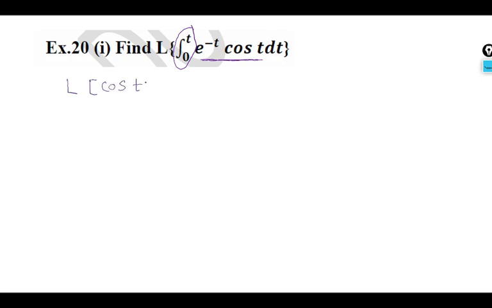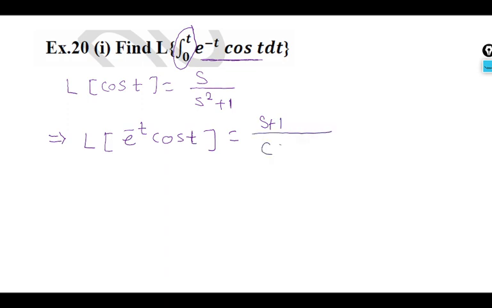Laplace of cos t is s upon s square plus 1. But by the first shifting property, Laplace of e raised to minus t cos t becomes f of s plus 1. So we have to shift. If you say this is f of s, this is f of s plus 1. So shift every s to s plus 1. So this is s plus 1 upon (s plus 1) whole square plus 1. So this is by the first shifting property.